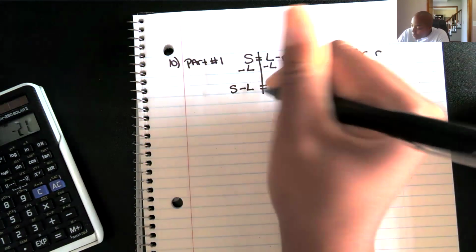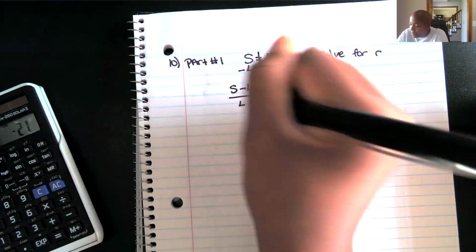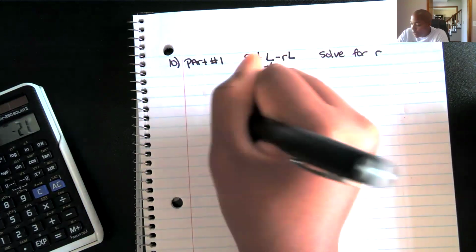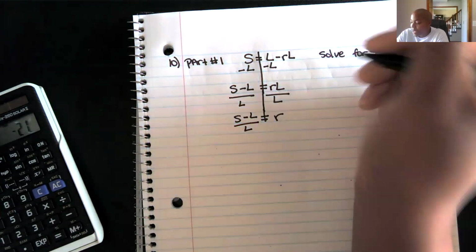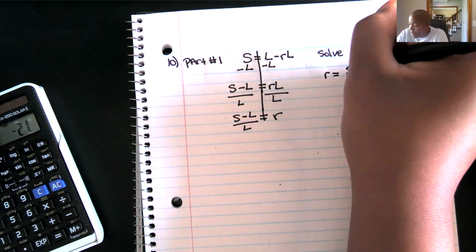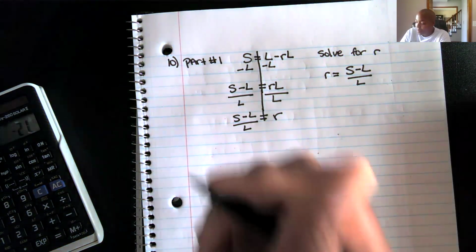These are being multiplied. We do the opposite of multiplication, which is dividing. So now we have R is equal to S minus L over L. So I'm going to write that equation this way. S minus L over L. Okay, part 1 done.